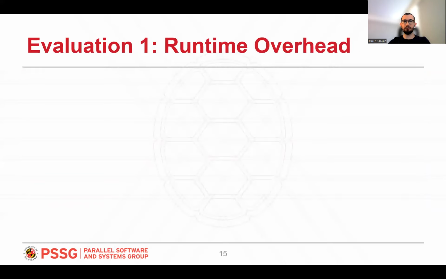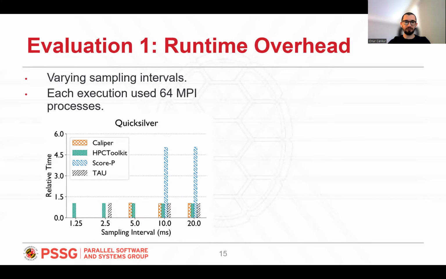So now we will see some of the interesting results, and we start with runtime overhead. On the left, we see the results for Quicksilver when we use varying sampling intervals. The sampling interval is the time spent between two samples. So if the sampling interval is 5 milliseconds, that means the tool samples the program every 5 milliseconds. If the sampling interval is low, the tool samples the program very frequently.